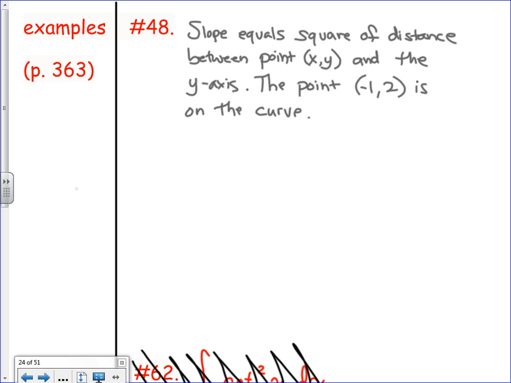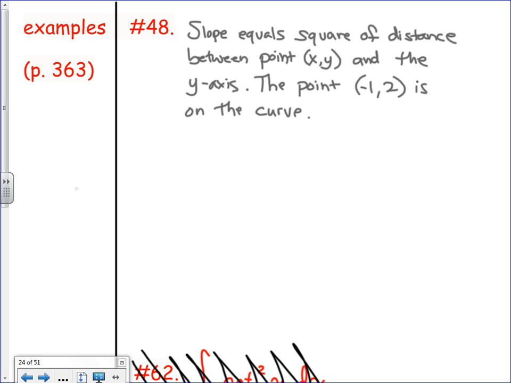Life just got exciting. What would you do? Slope equals square of distance between point x, y, and the y-axis. The point negative 1, 2 is on the curve. What the crud are they asking? I didn't miss anything. This is all the question is.